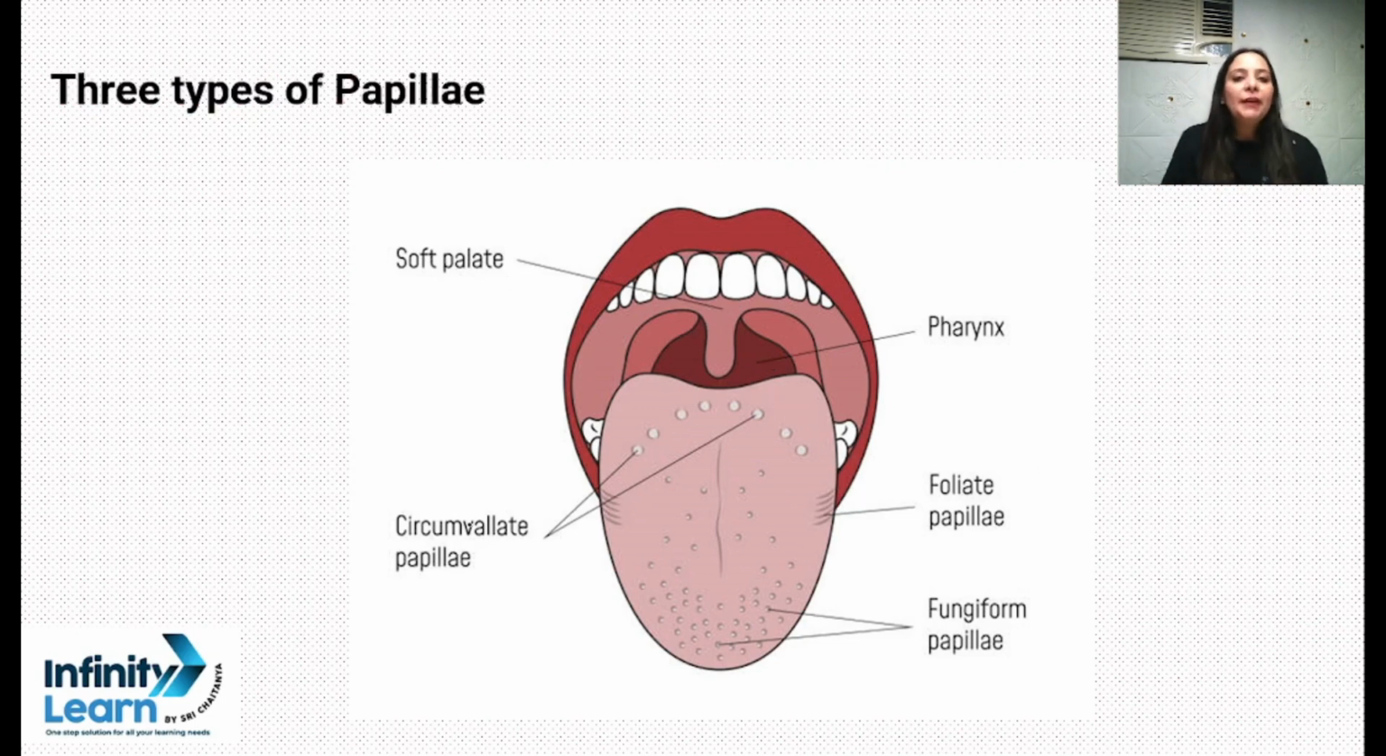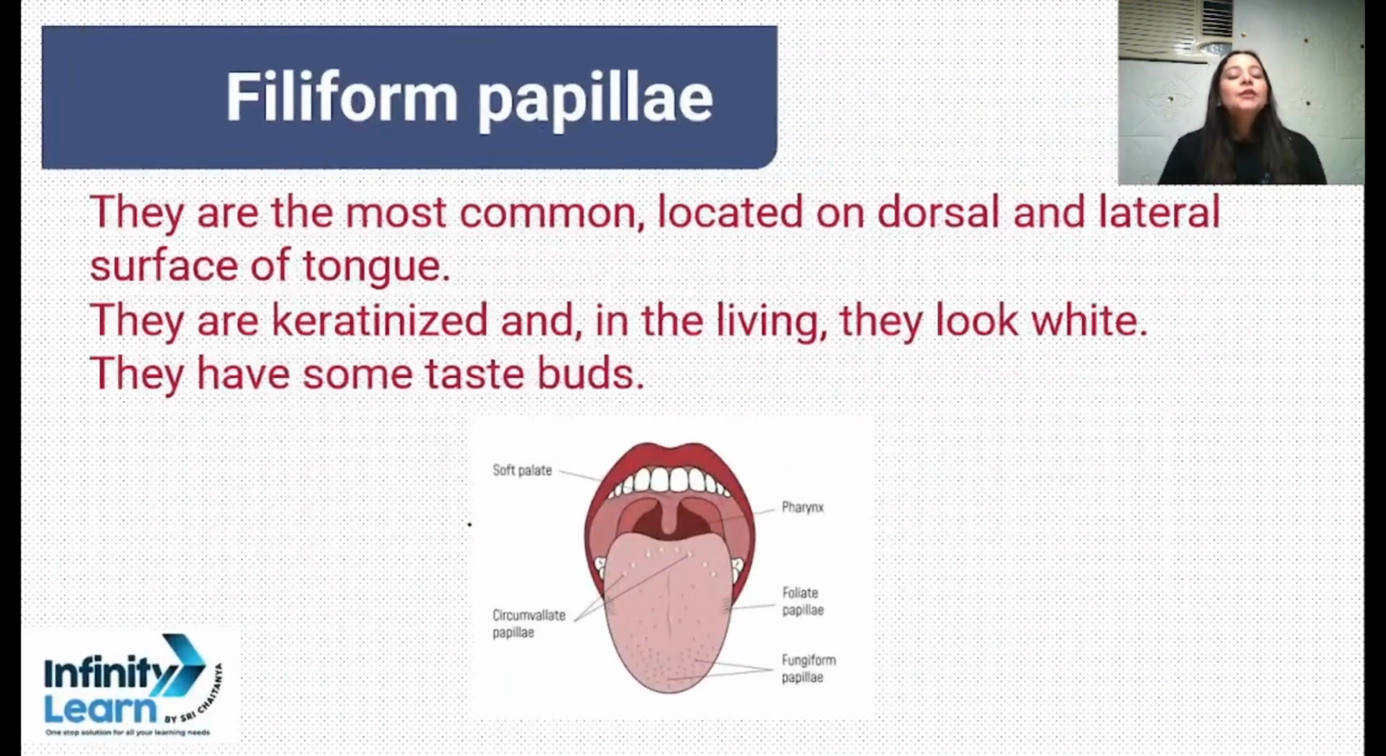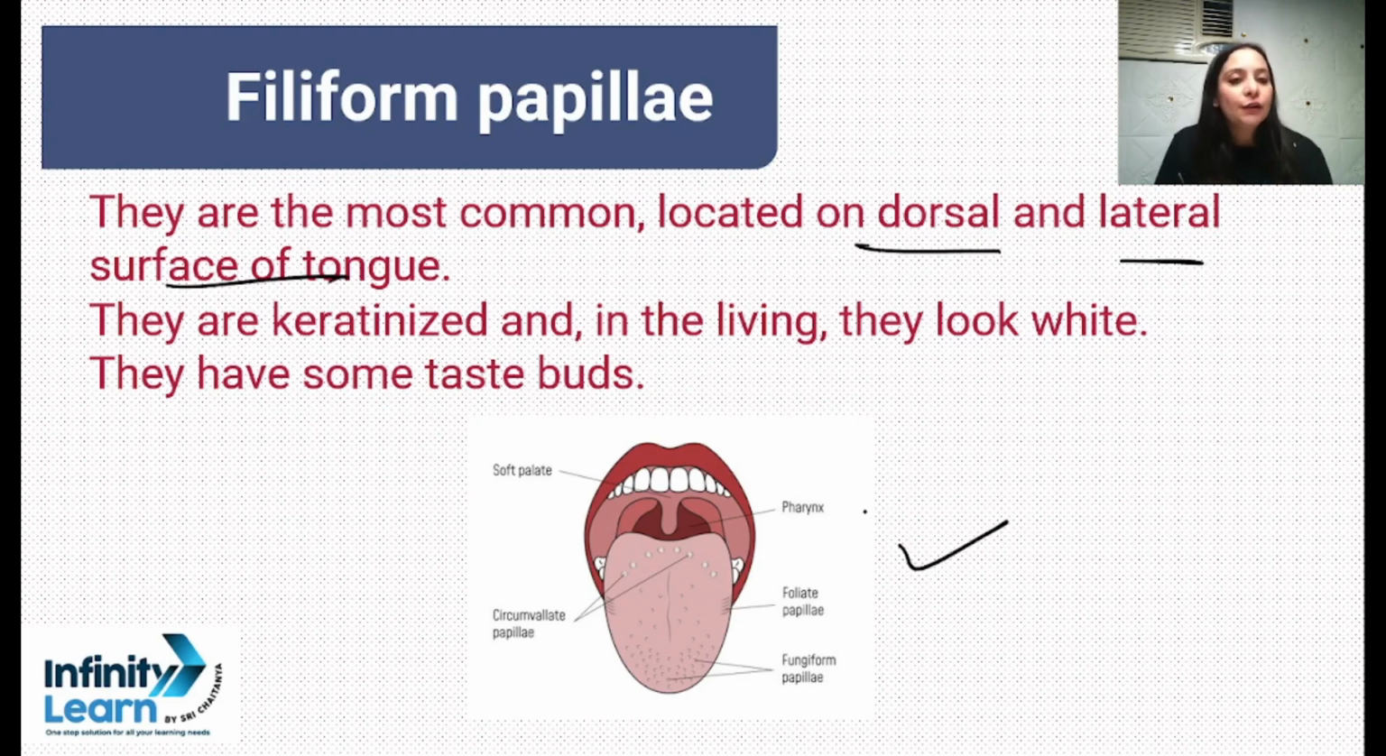So these papillae are found on our tongue, right? And now what function they perform, we are going to discuss that. So we have got different papillae and let's see the function they are performing. So filiform papillae, where they are located: on the dorsal and lateral surface of the tongue.